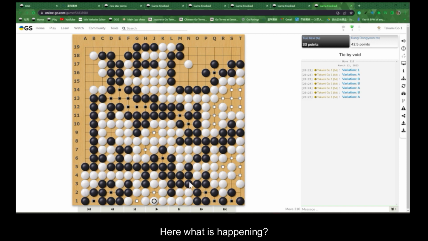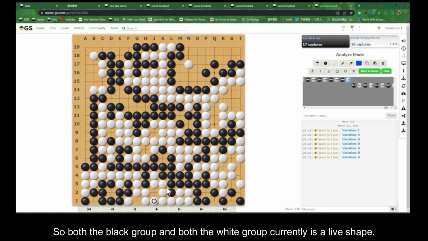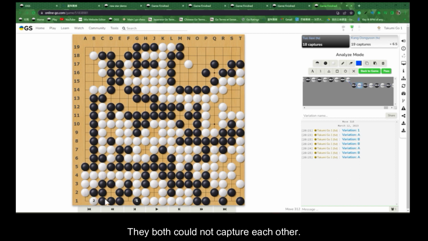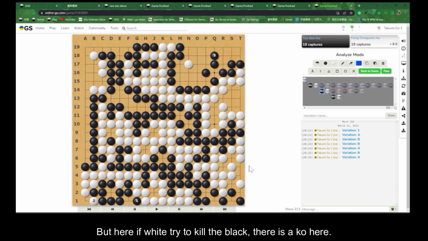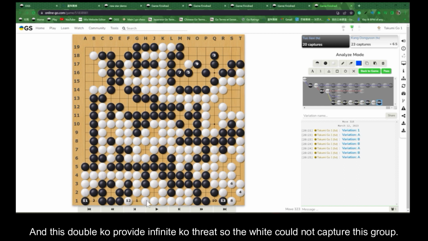Here, what is happening? There is a double core, so both the black group and the white group currently are a live shape. They both could not capture each other. But here, if white tries to kill the black, there is a core here, and this double core provides core threat for the core here. If white tries to kill the black group, then the black could fight with this core. And this double core provides infinite core threat, so the whites could not capture this group.